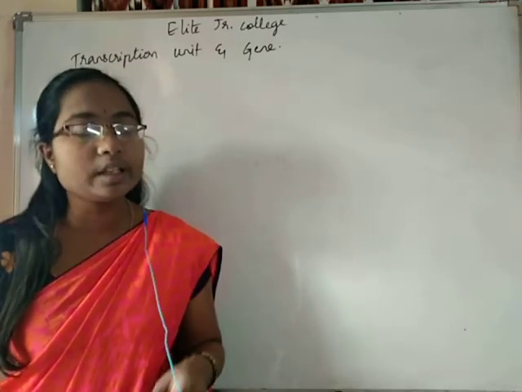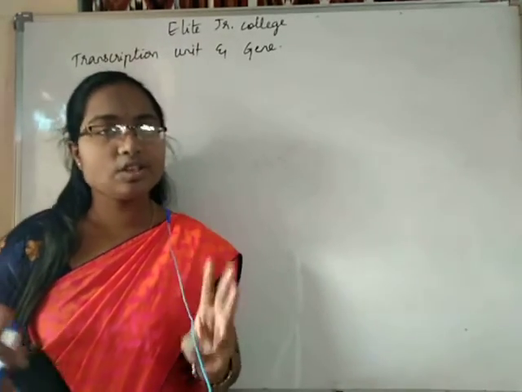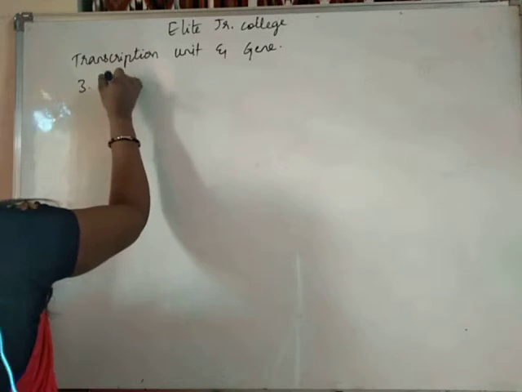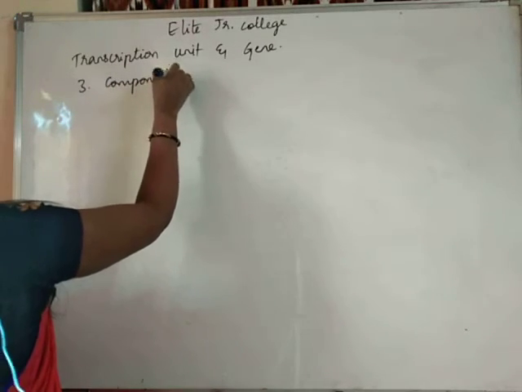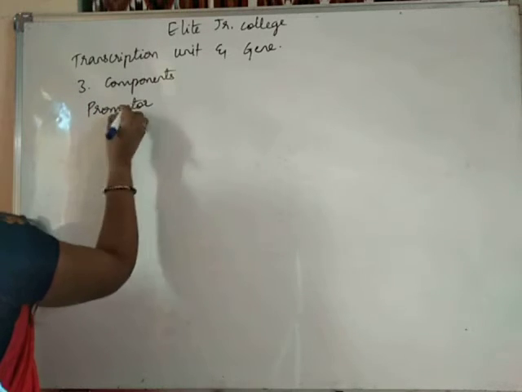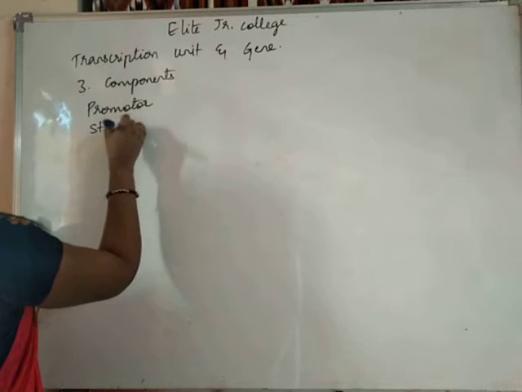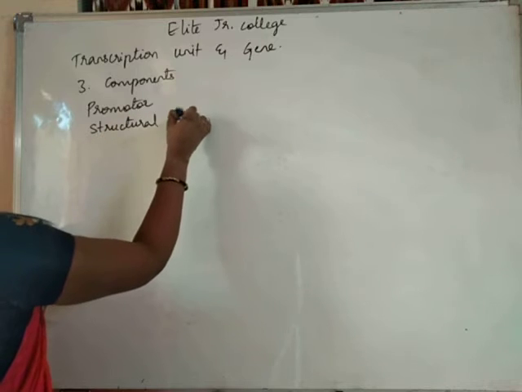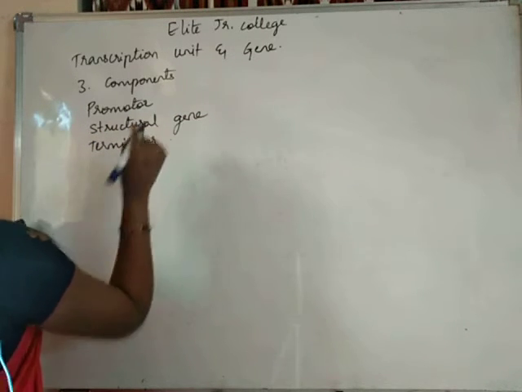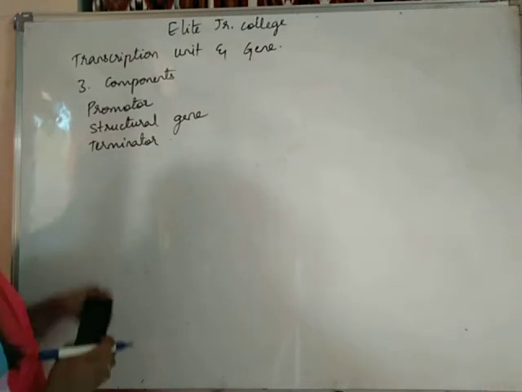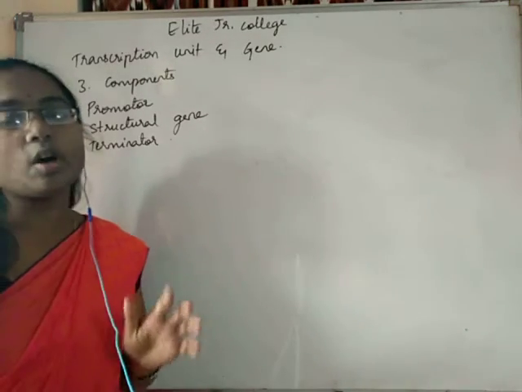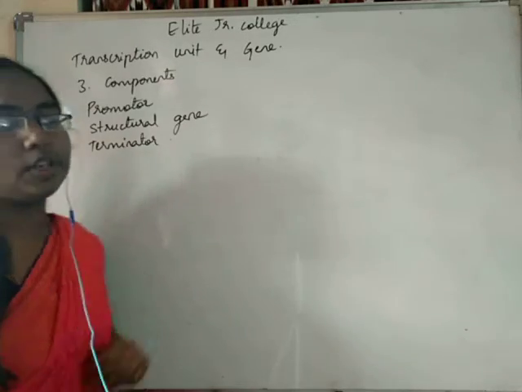A transcription unit consists of three components, right? Those three components of the transcription unit are promoter, structural gene and terminator. So these are the three components of the transcription unit: promoter, structural gene and terminator.